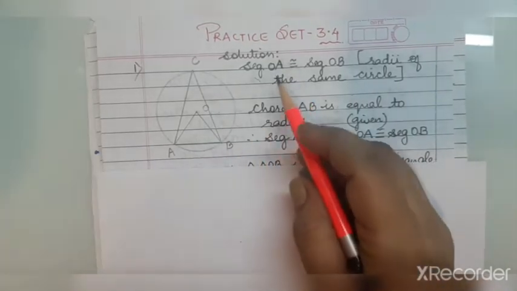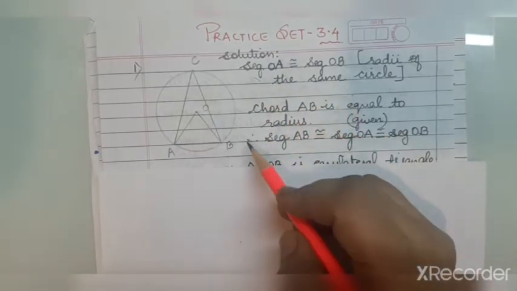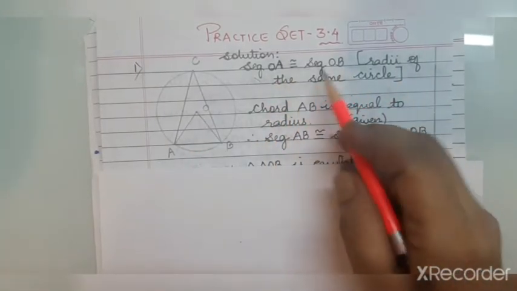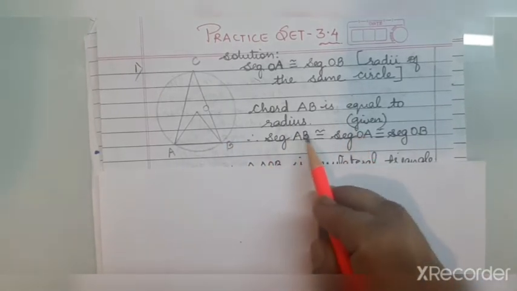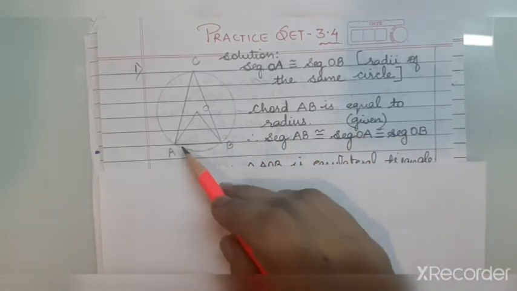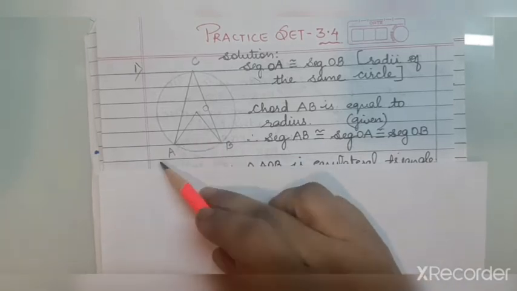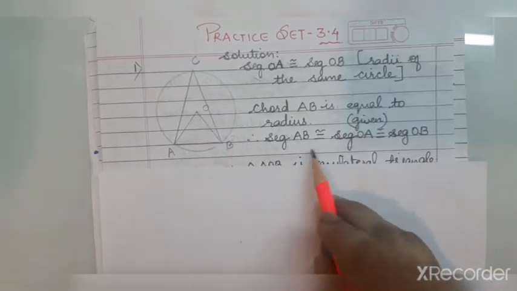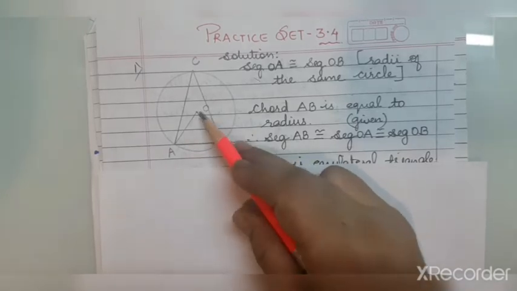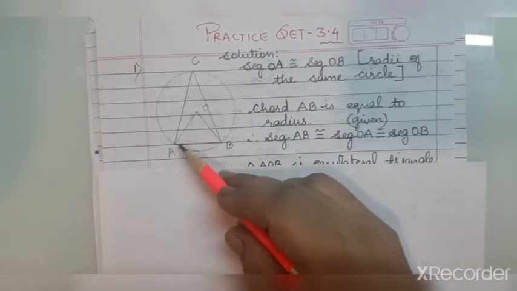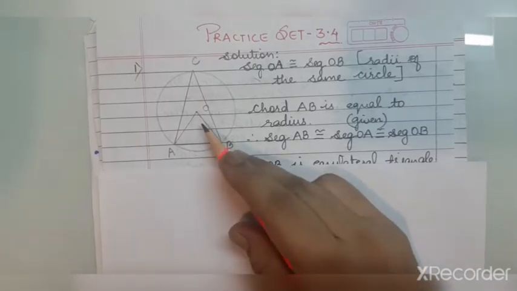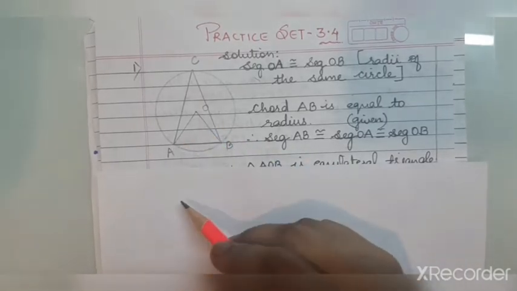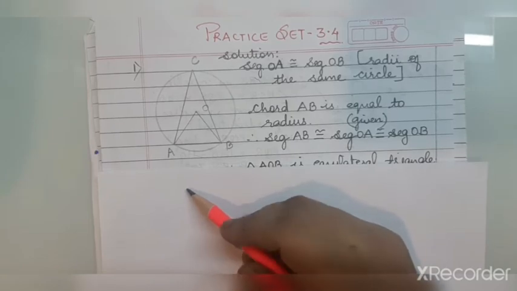Now as I told you, since they have given that chord AB is equal to the radius, and we know that OA and OB are the radii of the circle, so they are congruent. Clear? Then chord AB is equal to the radius. That tells us that AB equals OA equals OB. Now all the sides of this triangle are congruent. So what type of triangle is it? Triangle OAB is an equilateral triangle.